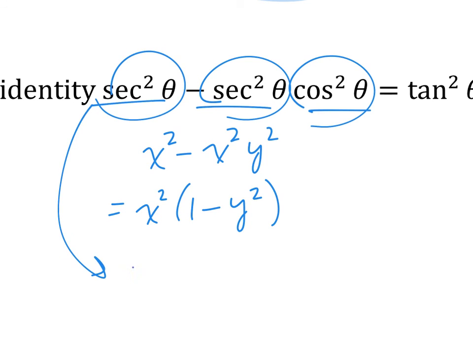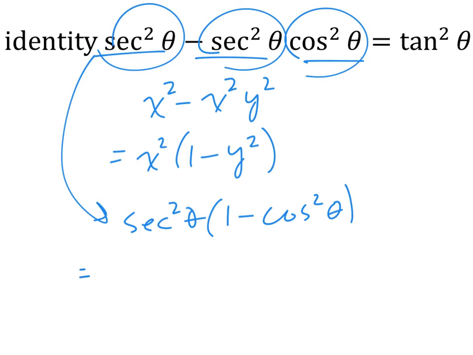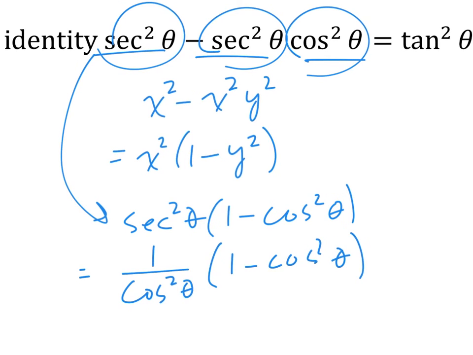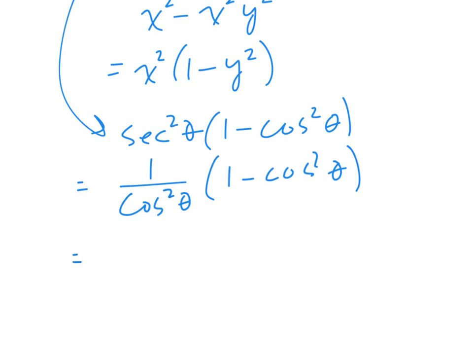Okay, so this becomes secant squared times 1 minus cosine squared. Secant squared is the same as 1 over cosine squared. And then I'm not changing anything here. So then we already know 1 minus cosine squared from the previous example, that is sine squared. So this is tangent squared.